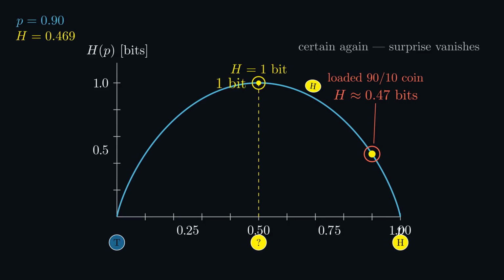H peaks at exactly 1 bit. Push p past 1/2 toward 1, and the coin becomes predictable again. Almost always heads. Entropy falls, back to 0 at p equals 1. A perfectly symmetric arch. And here is our loaded coin. At p equals 0.9, entropy is only about 0.47 bits. Less than half the information of a fair flip. The teaser's puzzle solved.